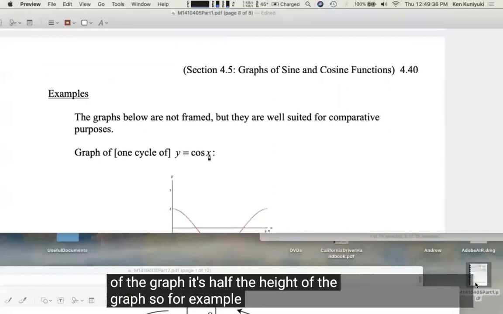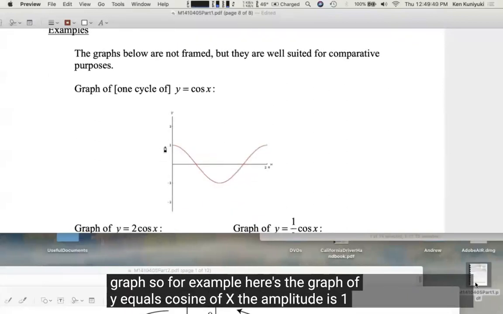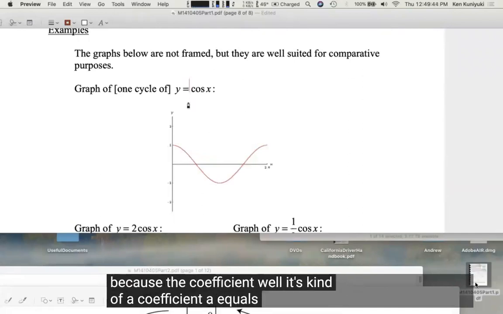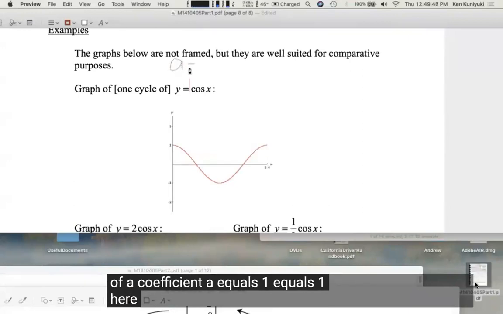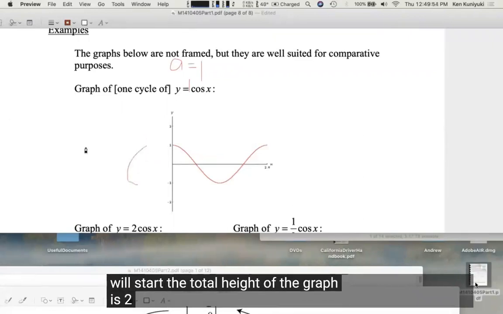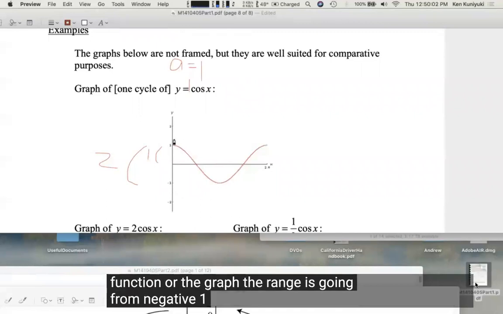So for example, here's the graph of y equals cosine of x. The amplitude is 1 because the coefficient, well, it's kind of a coefficient, A equals 1 here. The total height of the graph is 2. Half the height of the graph is 1, and that's the amplitude for the function or the graph. The range is going from -1 to 1.